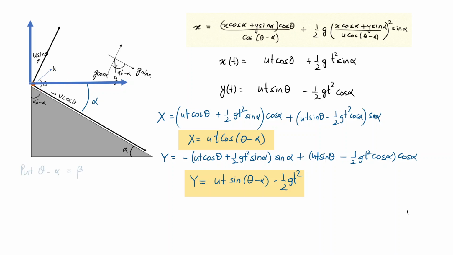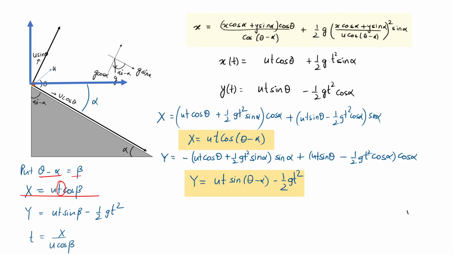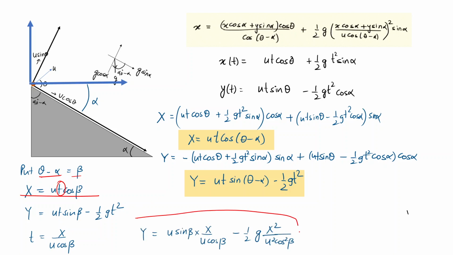And in this coordinate system, let's first put theta minus alpha equal to beta, and then write it simply as x and y, and then you can take out t from the first equation and put it in the second equation. You get a very simple equation of trajectory in the new coordinate axis, and this is definitely a downward parabola, as the students like to call it. You see, you have an x square term and an x term, no xy term.